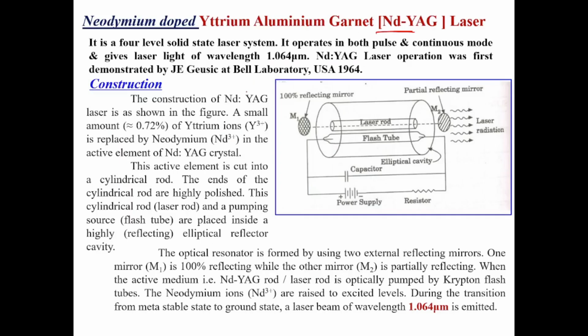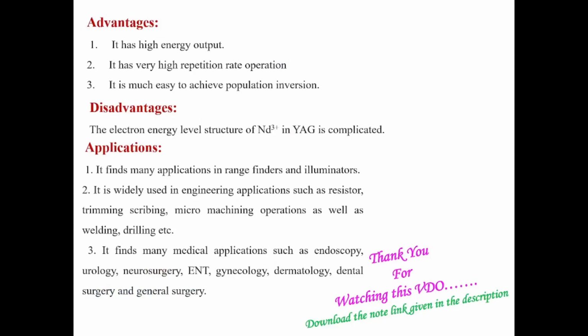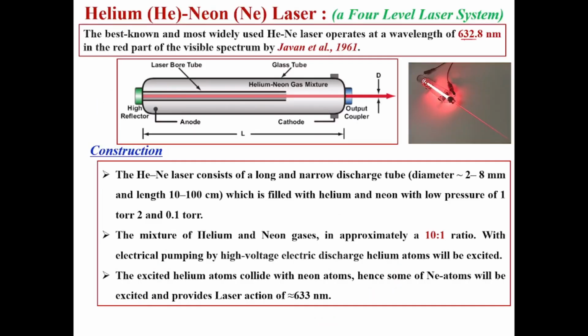Last class, we discussed the Nd:YAG laser, its construction, working and applications in detail with notes. In this class, we are going to discuss the helium neon laser, which is a 4-level laser system. It is widely used all over the world and operates at a wavelength of 632.8 nanometer, in the red part of the visible spectrum. It looks red, and it was invented by Javan et al. around 1961.